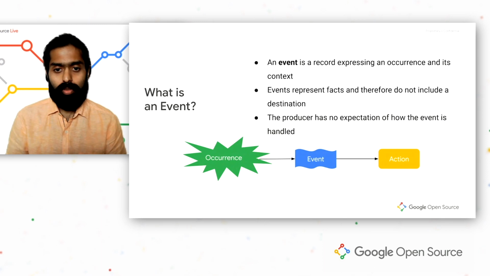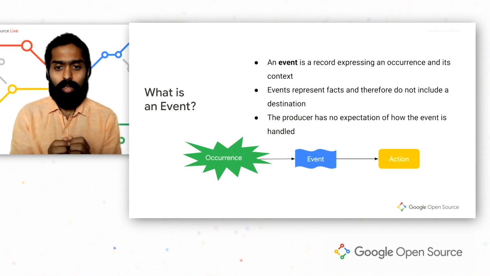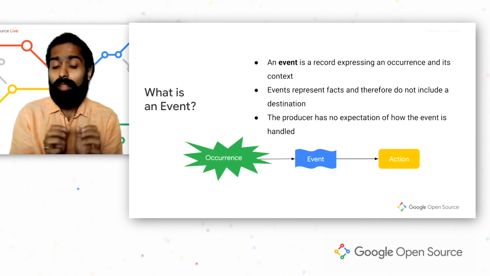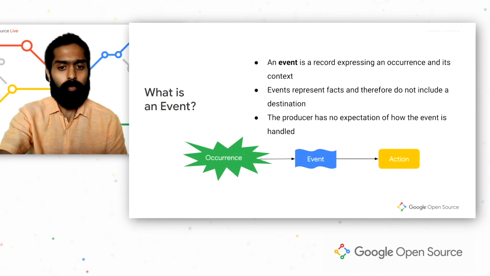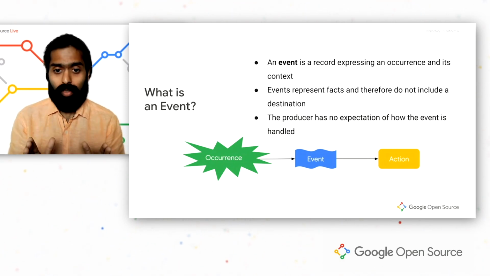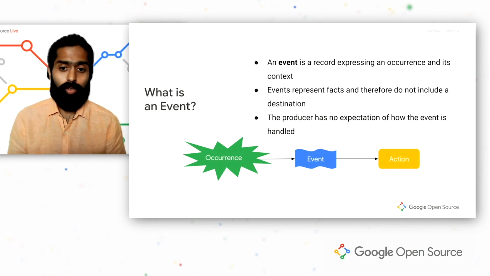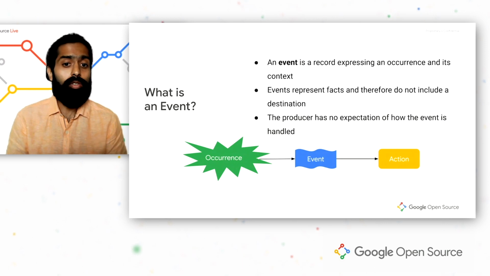So in simple words, something happened. We capture that something happened in an event. So the event has the occurrence as well as the context data. And then one or more actions are triggered based on that event. It is important to note that events represent facts, and therefore they do not include the destination. And the producer has no expectation how the event is or will be handled.